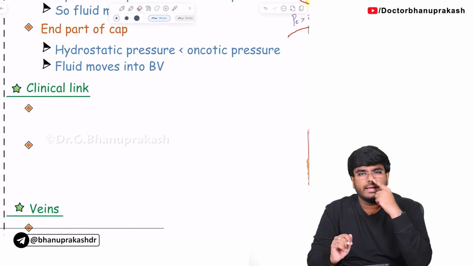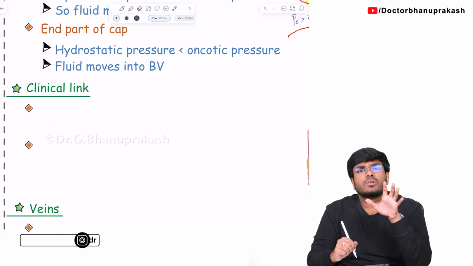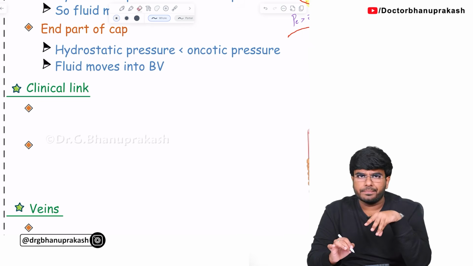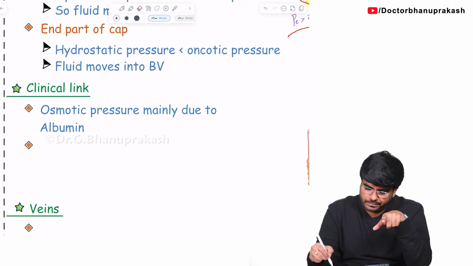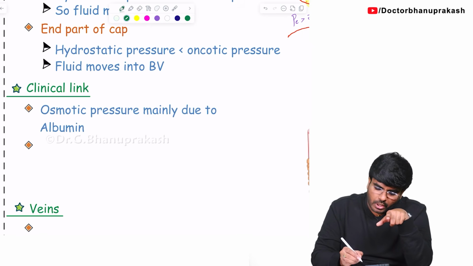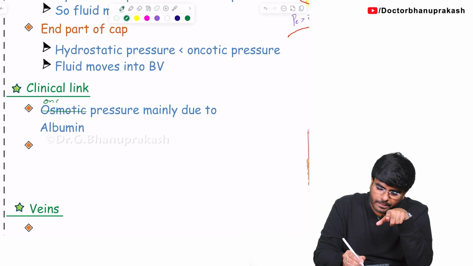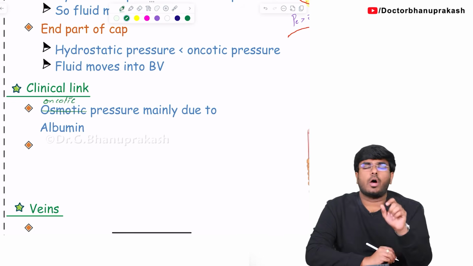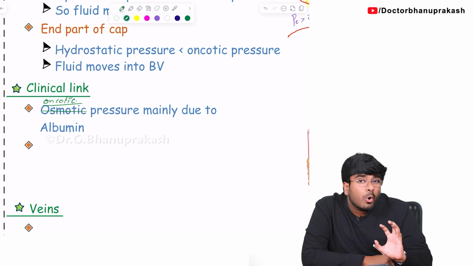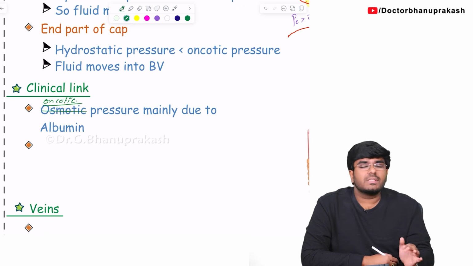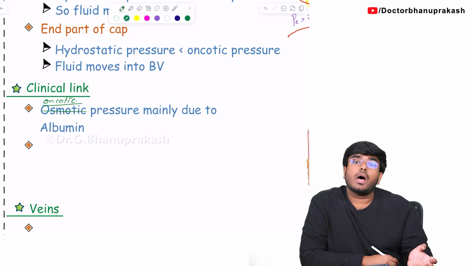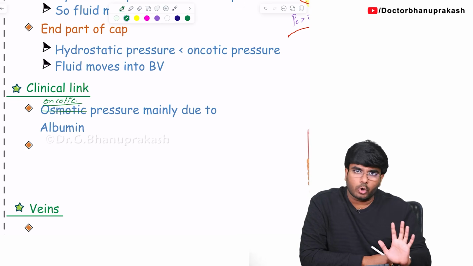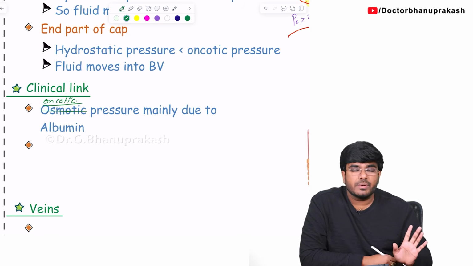Now what is the clinical link here? Let's say today, because of some reason, the oncotic pressure is decreased. I have told you oncotic pressure is because of the albumin. Look here guys, it is not the osmotic, let me be specific, oncotic. Oncotic and osmotic are almost the same; the osmotic pressure because of albumin is called the oncotic pressure. Even other proteins have pressure, but the osmotic pressure because of the albumin is called the oncotic pressure. Oncotic pressure is mainly measured with albumin.